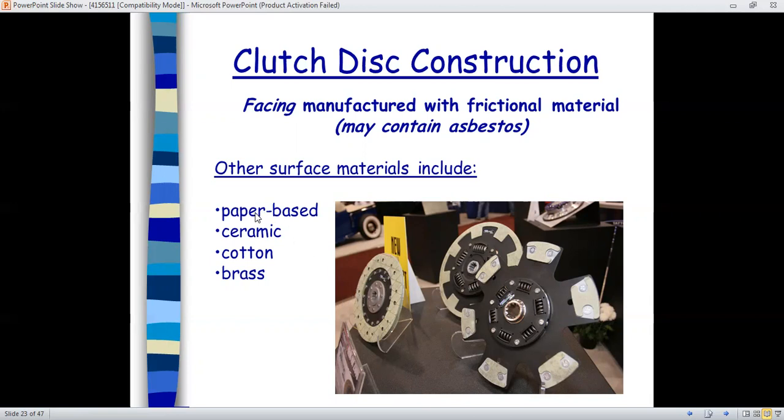And this is the different one, an overall 360-degree clutch plate. There are types of surface we can use: paper base, ceramic, cotton and brass. So these are the four bases by which we can create the surface of the clutch plate.